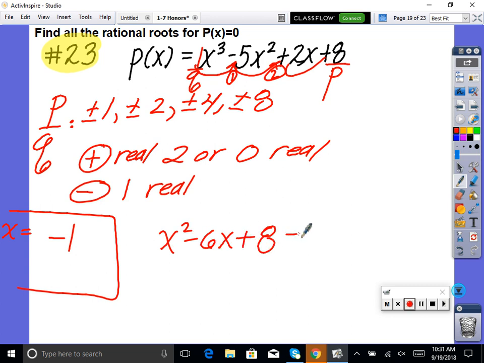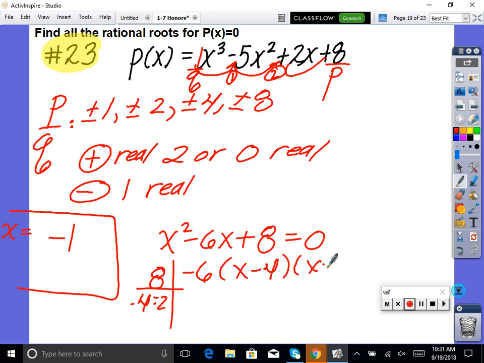Plus 8? Okay, let's see if it factors. What multiplies to be 8 and adds up to be negative 6? 4 times 2, negative, negative. Does that work? Okay, I can quick factor to x minus 4, x minus 2. Therefore, x equals 4 and x equals 2. There's our other two rational roots. That was way quicker than testing all of them.